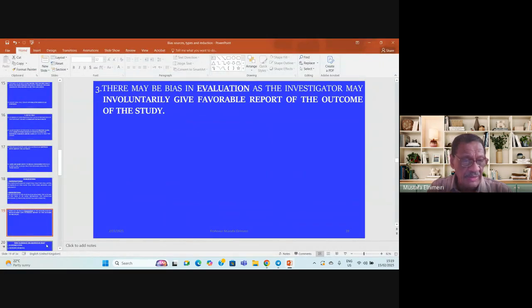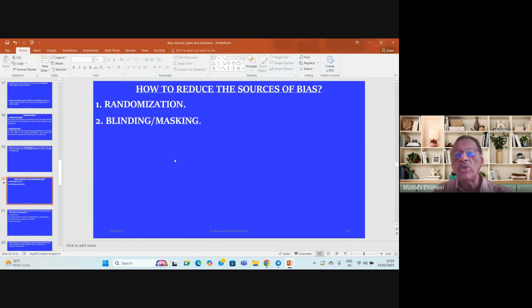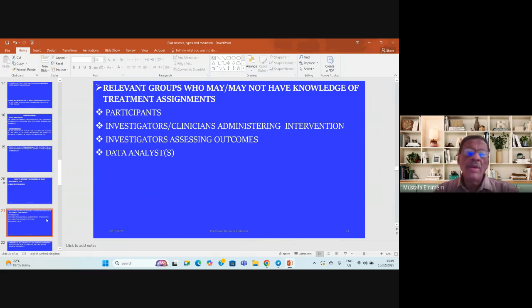Now we'll talk about how to reduce the sources of bias through randomization or random allocation or blinding. And we'll talk about the two, because we have to know at first the relevant groups who may or may not have knowledge of treatment assignments or allocation. For example, the participant, and this could be a source of bias, the investigators, the clinicians administering the intervention also, this may be a source of bias, or the investigator assessing the outcomes.